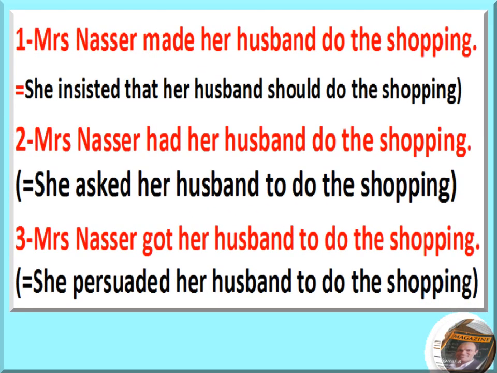Mrs. Nasser made her husband do the shopping. She insisted that her husband should do the shopping. Mrs. Nasser had her husband do the shopping. She asked her husband to do the shopping. Mrs. Nasser got her husband to do the shopping. She persuaded her husband to do the shopping.